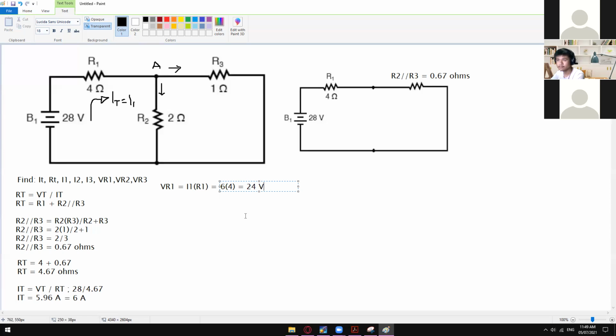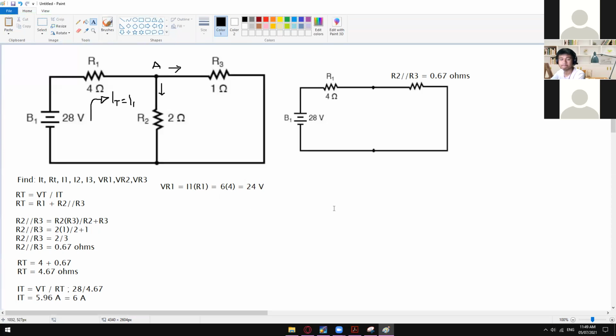Okay, so are we clear for the voltage drop across R1? So IT is checked, RT is checked, I1 is checked, and then VR1 is also checked.